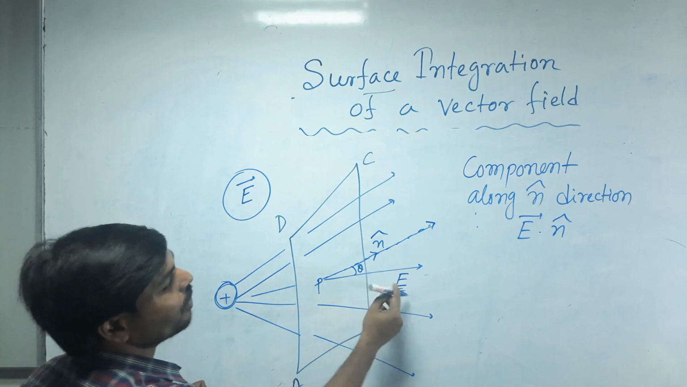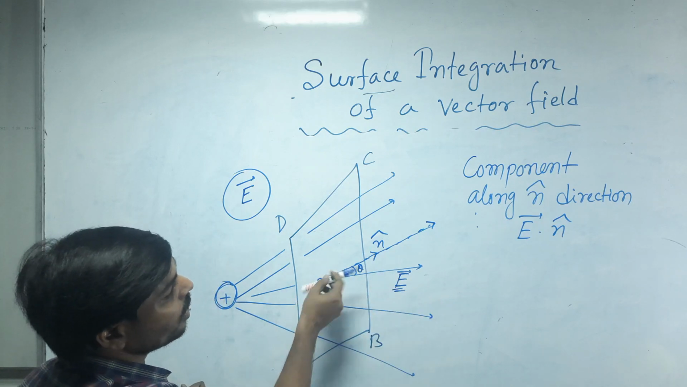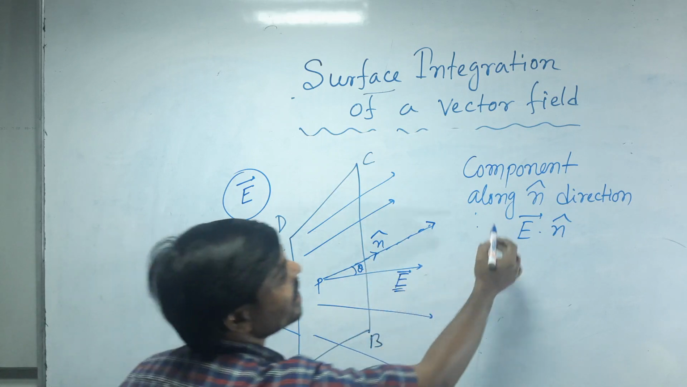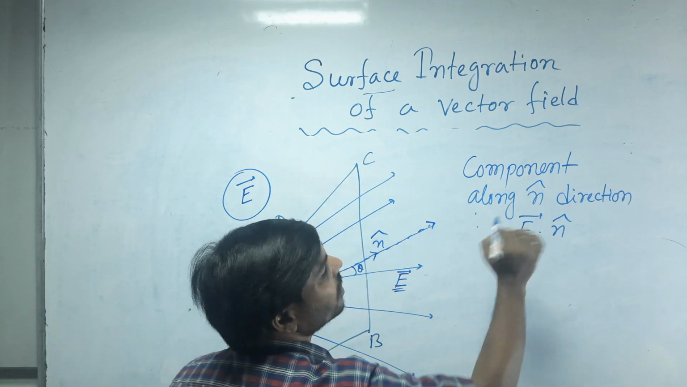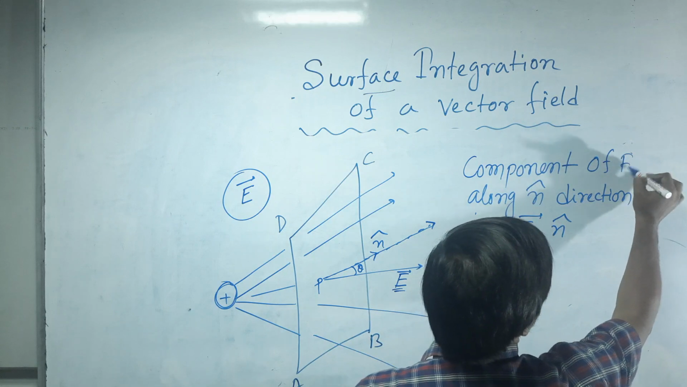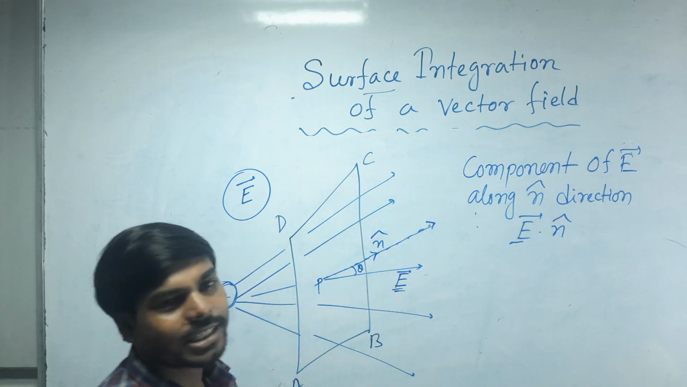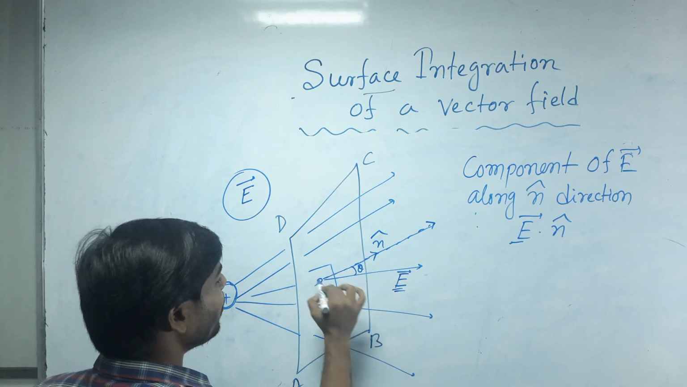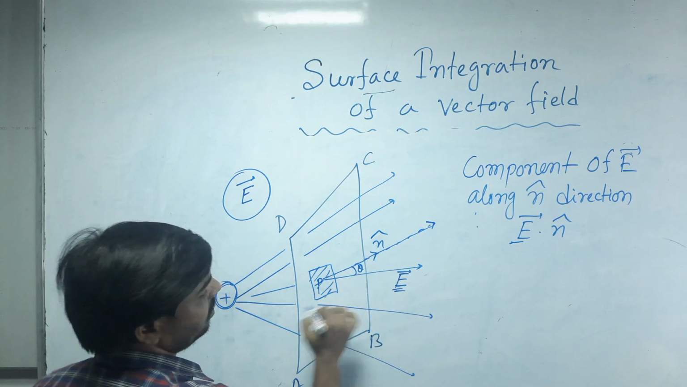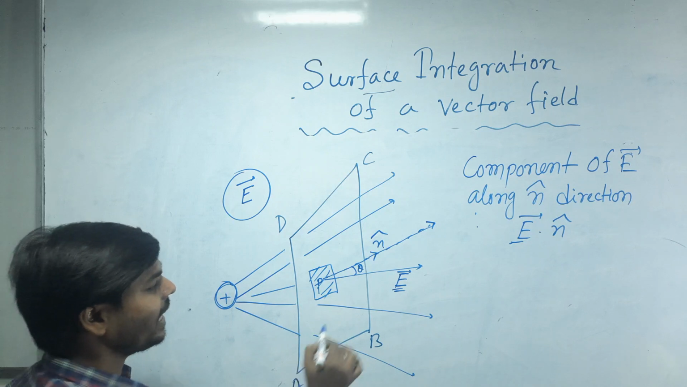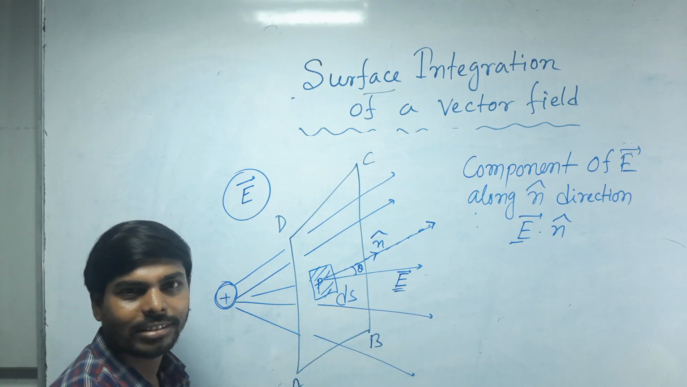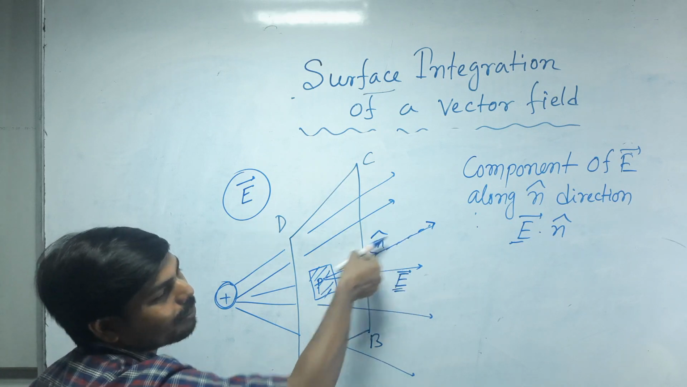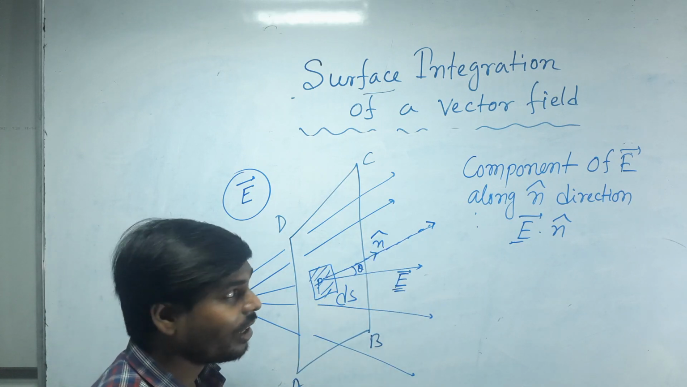If we do the dot product of this vector with n cap, the unit vector along this direction, this is the component of the E vector along the n cap direction. Now consider an infinitesimally small area ds, and this area is also represented by n cap, because area is a vector quantity.